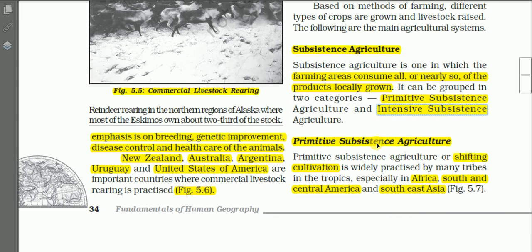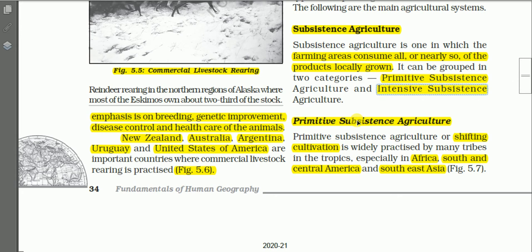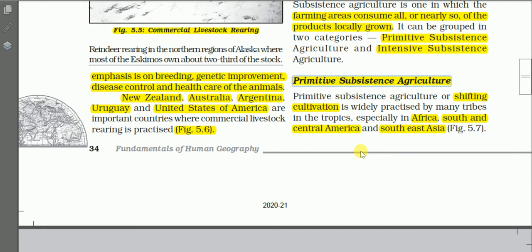Now let us discuss in detail the two agricultural systems mentioned here. The first one is primitive subsistence agriculture. Let us learn about the modes of farm operation and the important characteristics of this type of farming. Primitive subsistence agriculture, also known as shifting cultivation, is widely practiced by many tribes in the tropics, especially in Africa, South and Central America and Southeast Asia.